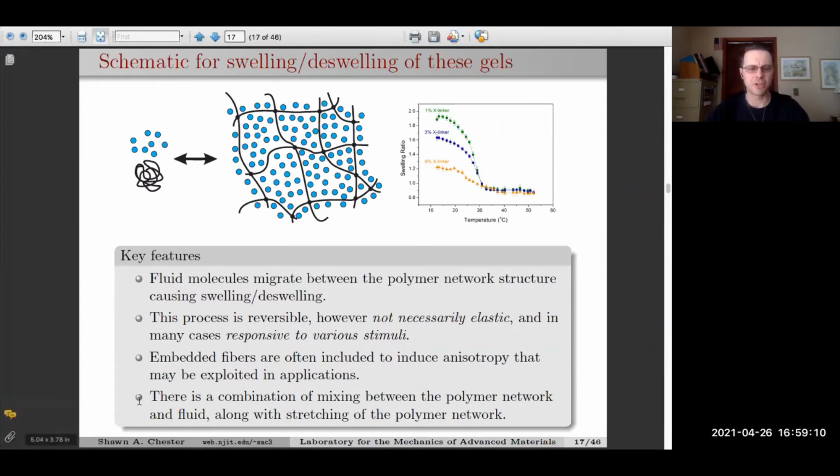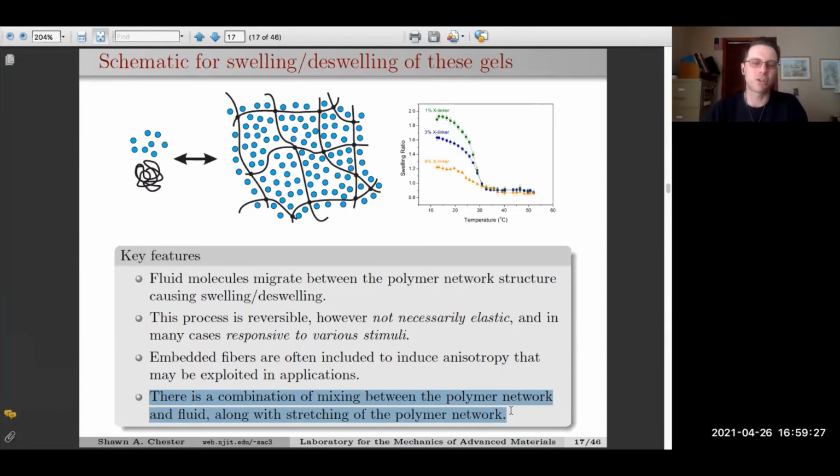And just for most people, when I was first taught as a graduate student, nobody was really thinking too much about mixing. You've got this fluid and this polymer network. The fluid goes inside and expands it.